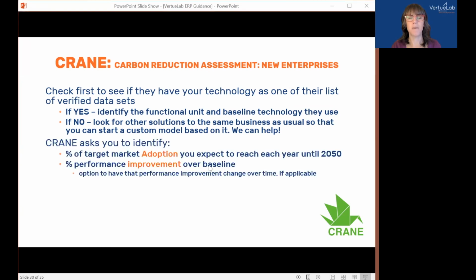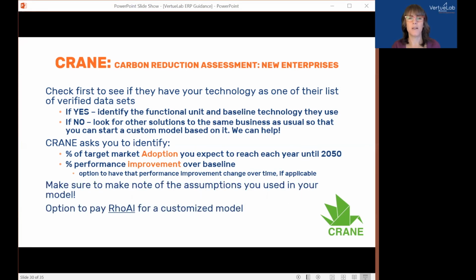In the next step, the tool is going to ask you to supply some information that is specific to your technology solution, your assumptions about adoption and improvement, both of which we've covered. As you play around with the tool, you'll find ways to modify the default adoption settings to get as realistic an estimate as possible.